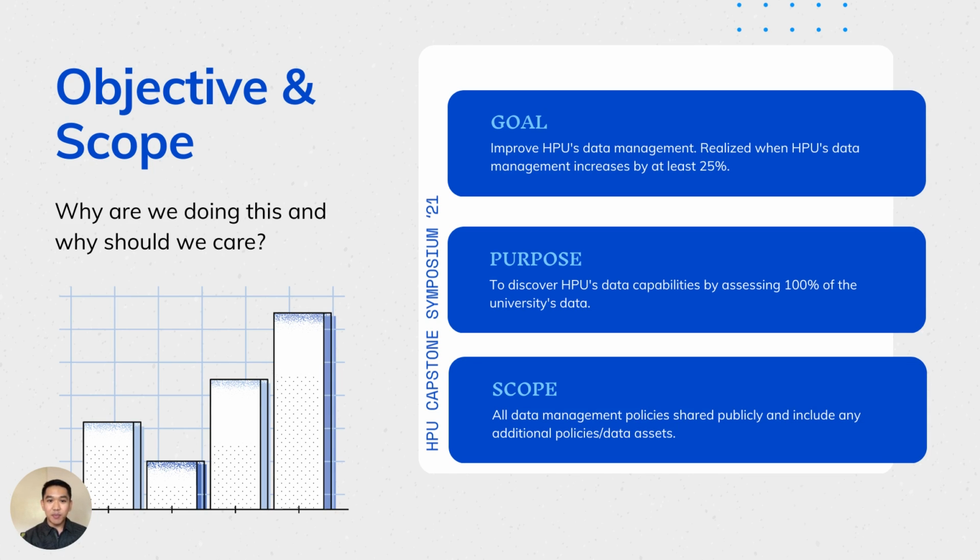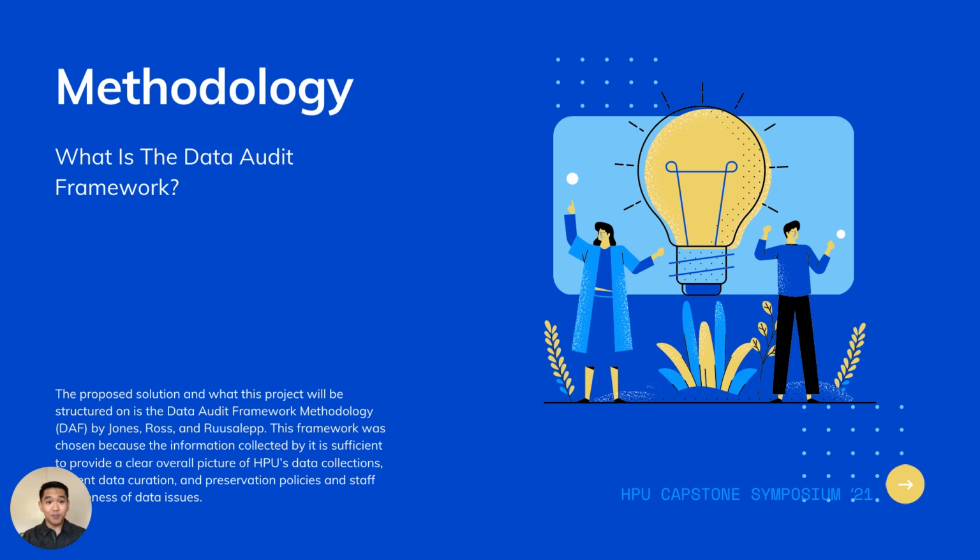We intend to support this vision by having a purpose that seeks to discover HPU's data capabilities by assessing all of their data assets. By doing this, we will be able to achieve the long-term goal of improving HPU's data management. However, the scope of this data audit limits us to only use data assets and policies that are shared to us publicly or shared to us by the HPU staff that was interviewed in the process.